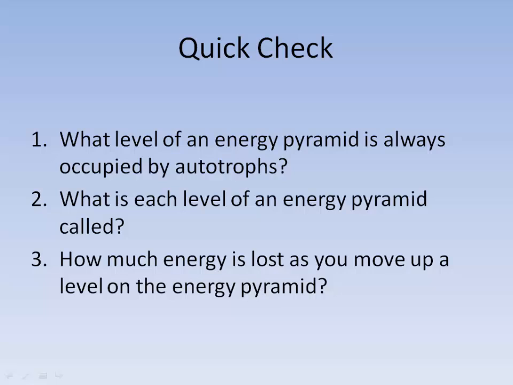All right, so hit the pause button. See if you can answer these questions. And then hit play when you're ready. What level of an energy pyramid is always occupied by autotrophs? That would be the bottom level. What is each level of an energy pyramid called? Called a trophic level. And how much energy is lost as you move up a level on the energy pyramid? 90%. Only 10% of the energy in a trophic level is available to the consumers at the next level up.